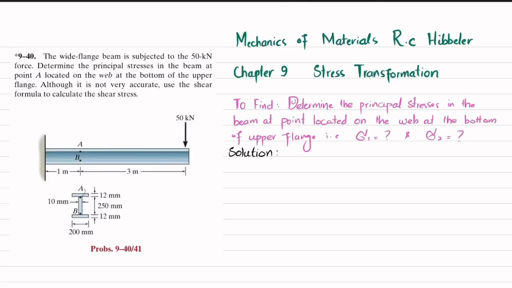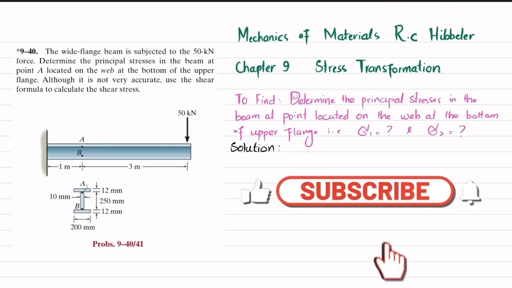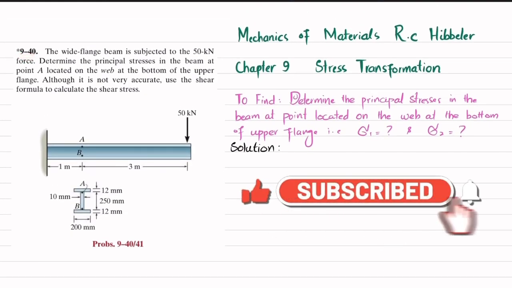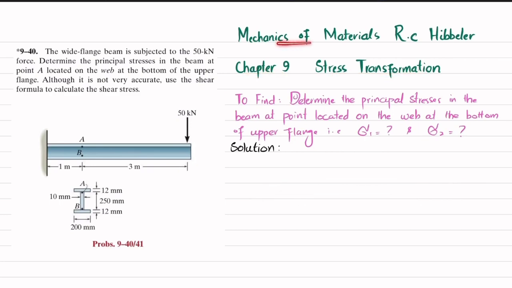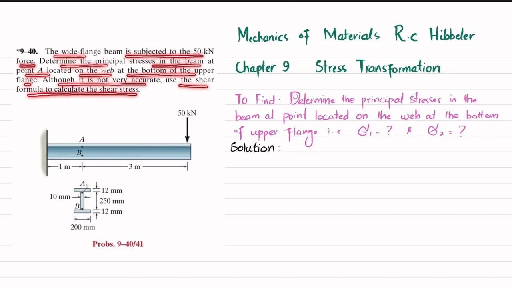Welcome back. In this video, we are going to solve problem 9-40, which is taken from chapter 9, Stress Transformation, of the book Mechanics of Materials by R.C. Hibbeler. The statement is: the wide flange beam is subjected to a 50 kilonewton force. Determine the principal stress in the beam at point A located on the web at the bottom of the upper flange. Although it is not very accurate, use the shear formula to calculate the shear stress.